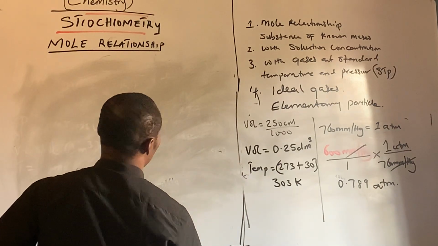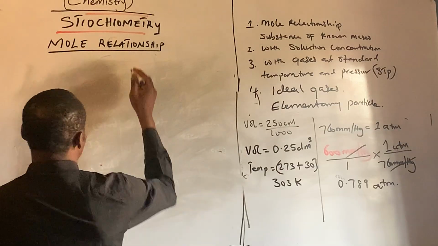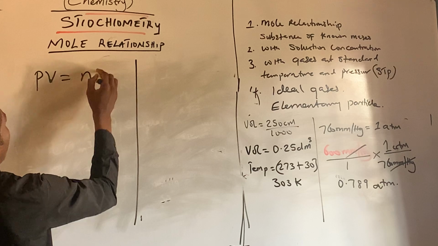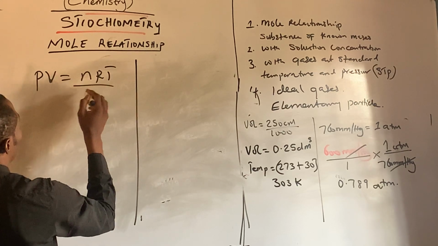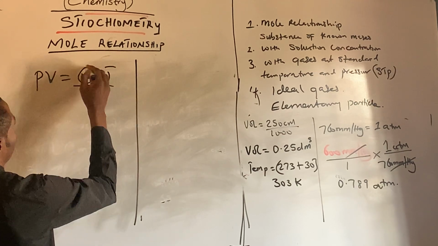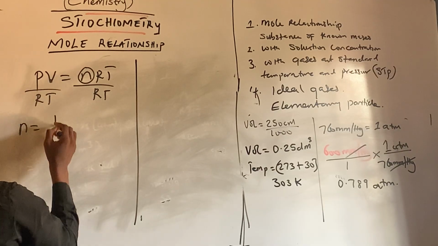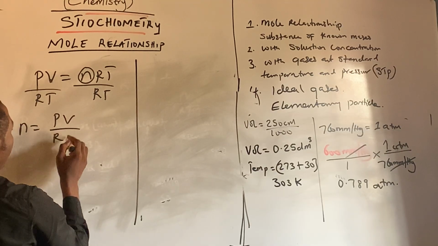Actually, we are looking for the number of mole. They say calculate the number of mole. Now, what do we have? PV is equal to nRT. I'm looking for n, so I'm dividing by RT. My n is equal to PV over RT.